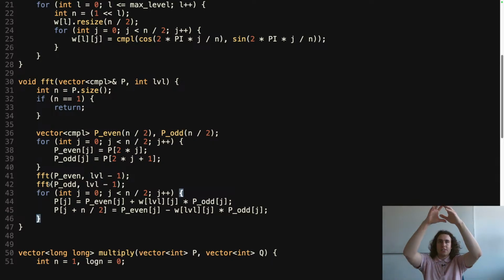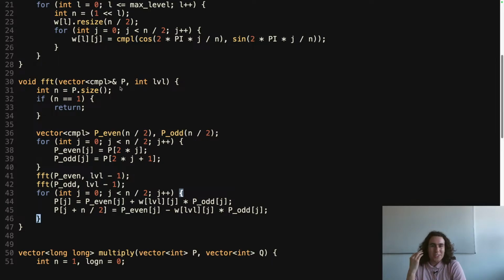So we can just, instead of recursing, start at the bottom level and then unite back, right? Here we can do something similar, but a little bit different. First of all, we're going to do everything in place, so we're only going to use vector p. We're not going to create these vectors p even and p odd.